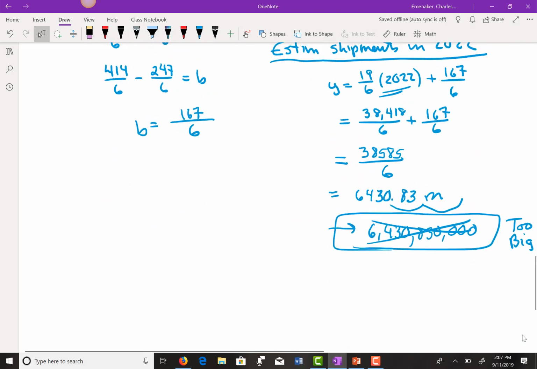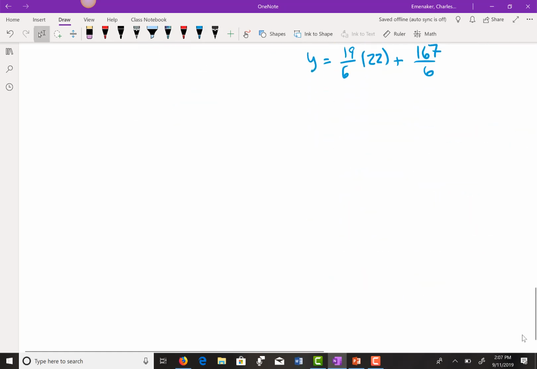When we plug our numbers in, we're going to want y equals 19 over 6 times 22 plus 167 over 6. Now let's see where that gets us. We're just experimenting. Okay, so I'm going to take 19 times 22 equals. So this is going to give us 418 over 6 plus 167 over 6, which is going to give you 585 over 6. And if we do that division, this is going to give us 97.5.